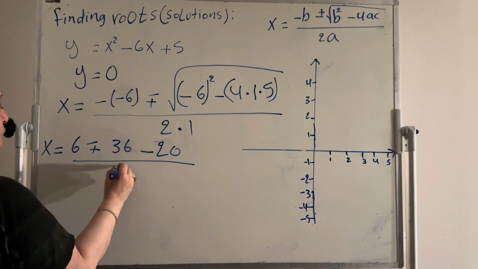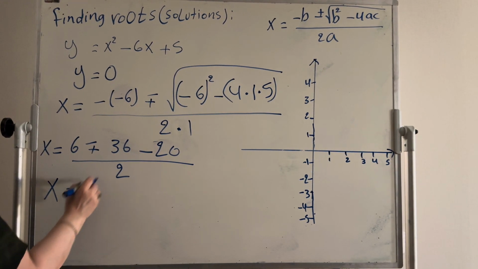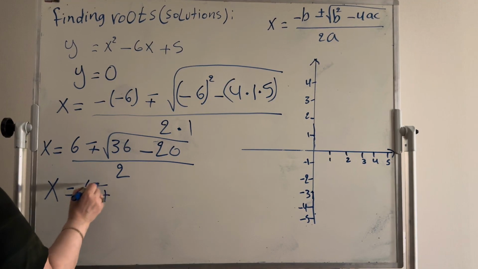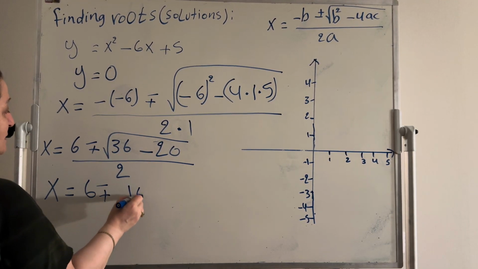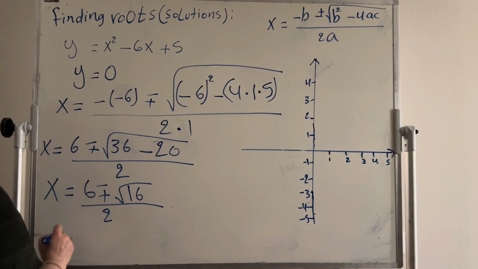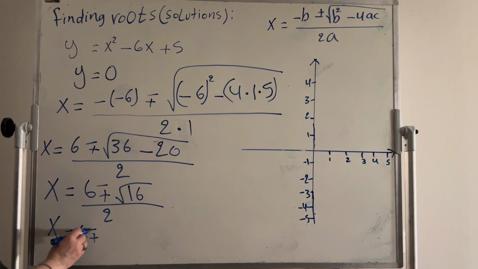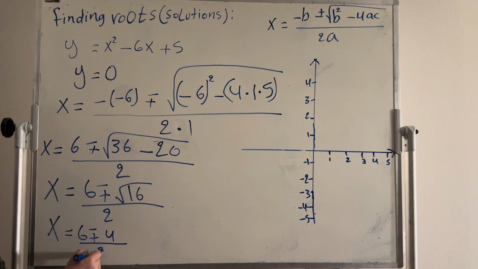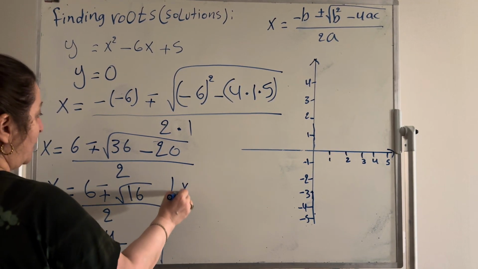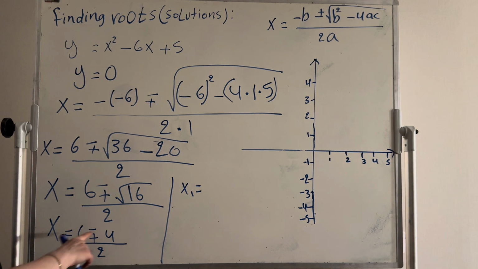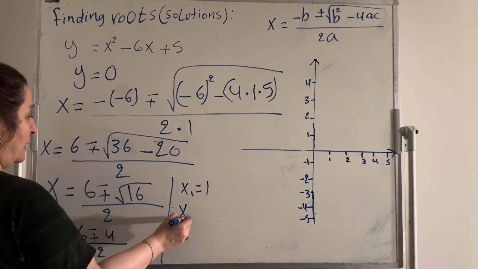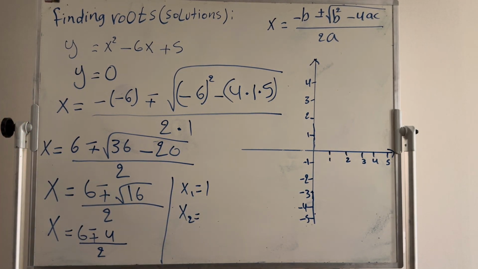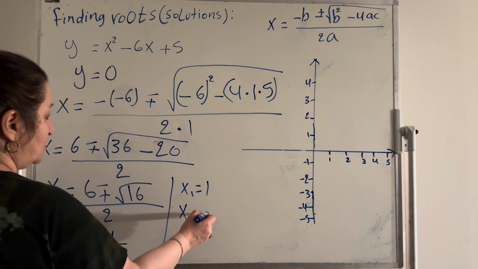Divided by 2. x equals 6 plus minus the square root of 36 minus 20, which is 16, divided by 2. x equals 6 plus minus, here 4 power 2, so it will be 4, divided by 2. x1 equals 6 minus 4, which is 2, divided by 2, it will be 1. x2 equals 6 plus 4, which is 10, divided by 2, it will be 5.